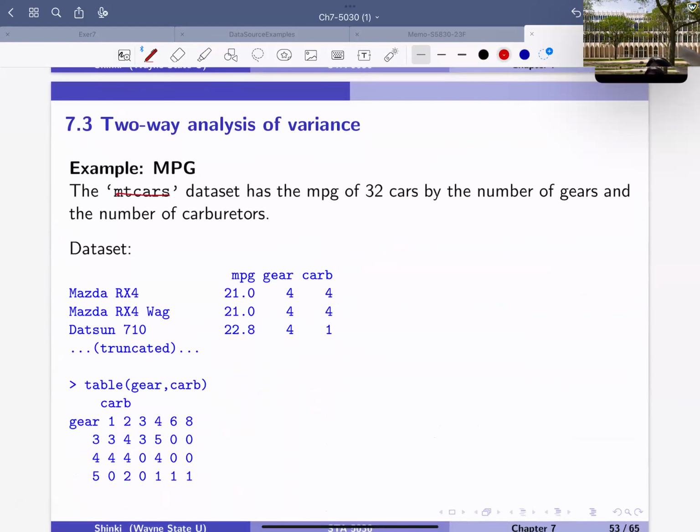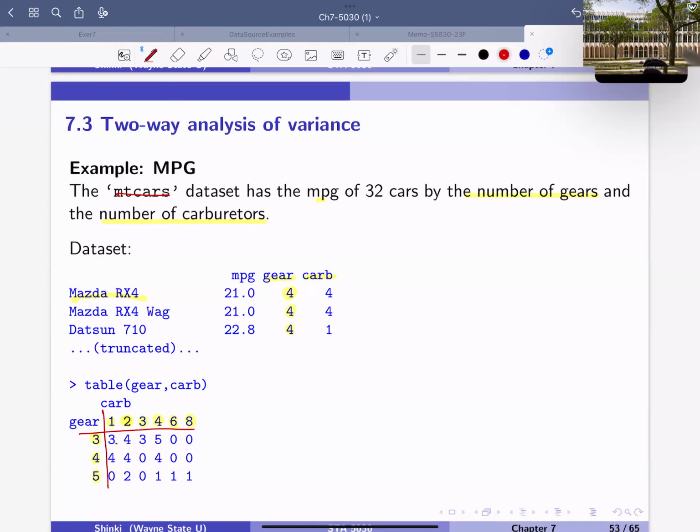The mtcars dataset includes the MPG, the miles per gallon, of 32 cars by the number of gears and the number of carburetors. I don't know really what carburetors are, but basically we have two specs for each model: the number of gears, 3 or 4 or 5, and the number of carburetors, that is 1 or 2 or 3 or 4 or 6 or 8. And this is a contingency table. Okay, so the number of observations.